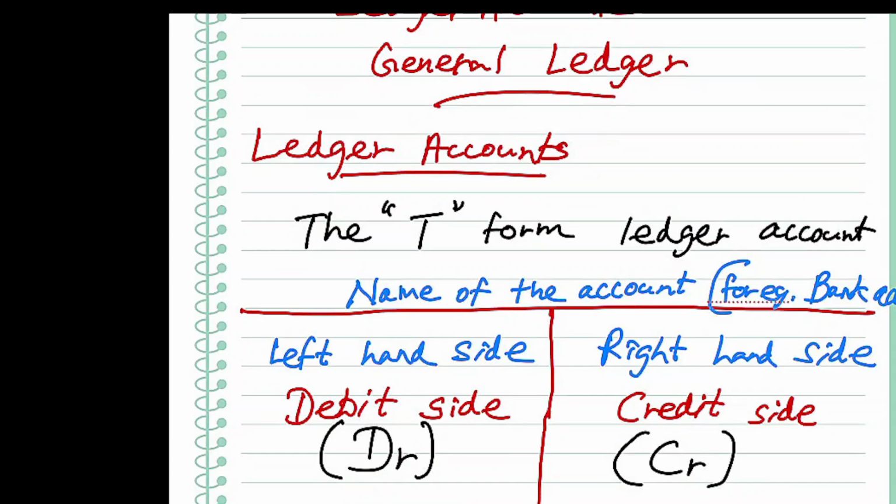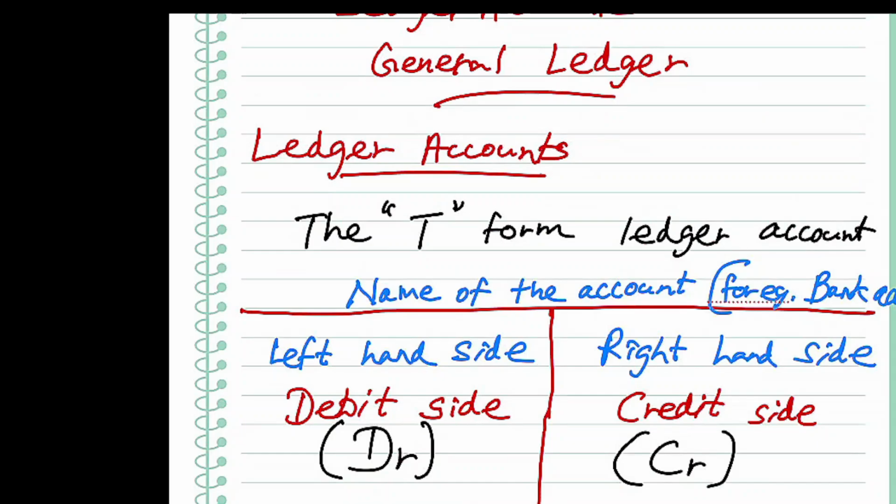So the acronym for debit is DR. It doesn't mean doctor, right? DR means debit here in accounting. The right hand side is CR. So, debit, credit. Basically that's it at this point.